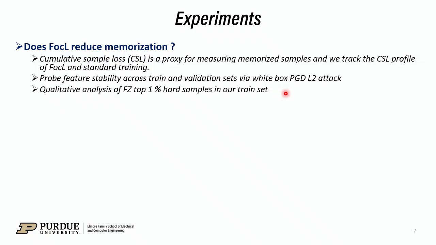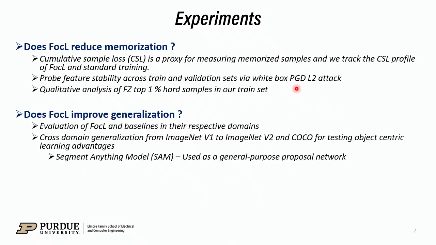Now, if one phase of a coin is memorization, the other phase is generalization. So the other question we ask is, does FocL improve generalization? And we show this under foveated inputs. So we do in-domain performance, that is, we train on ImageNet and test on ImageNet. Then we do cross-domain generalization, where we train on ImageNet v1 and transfer those to ImageNet v2 and COCO, but in a zero-shot setup. So we don't fine-tune the models in any way. We just take the models and infer them on these two unseen data sets.